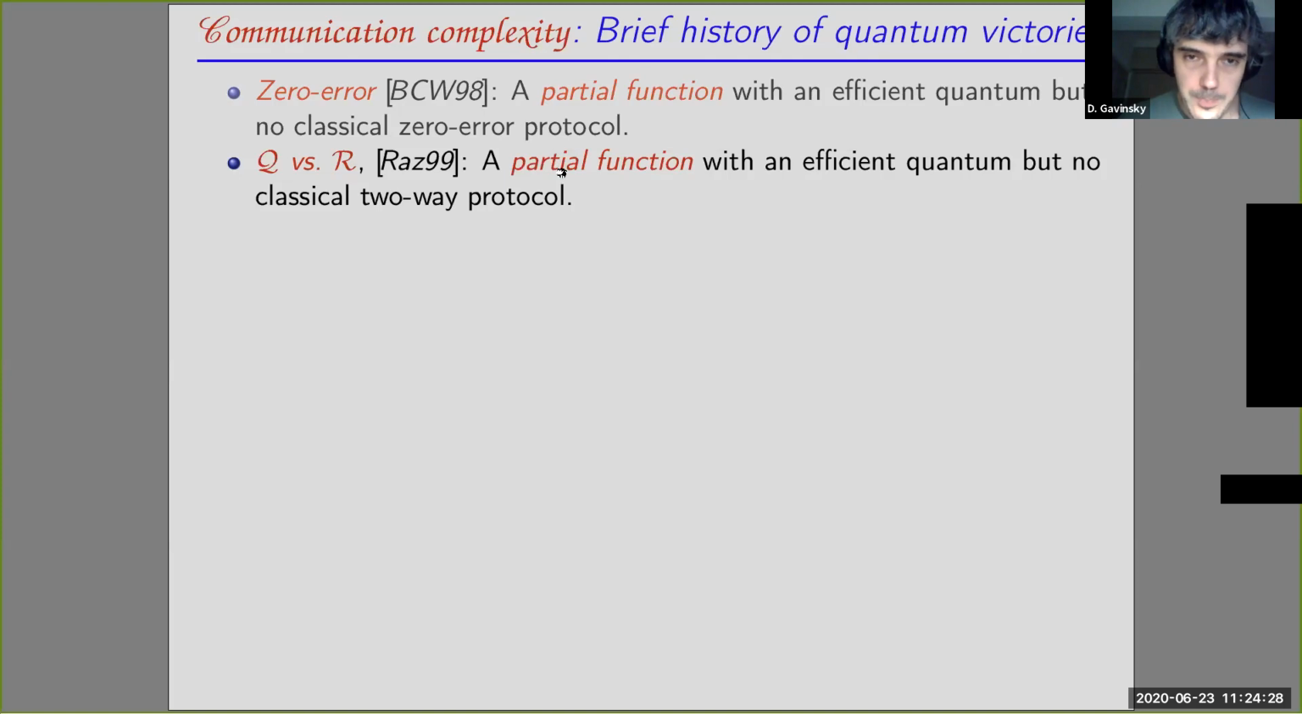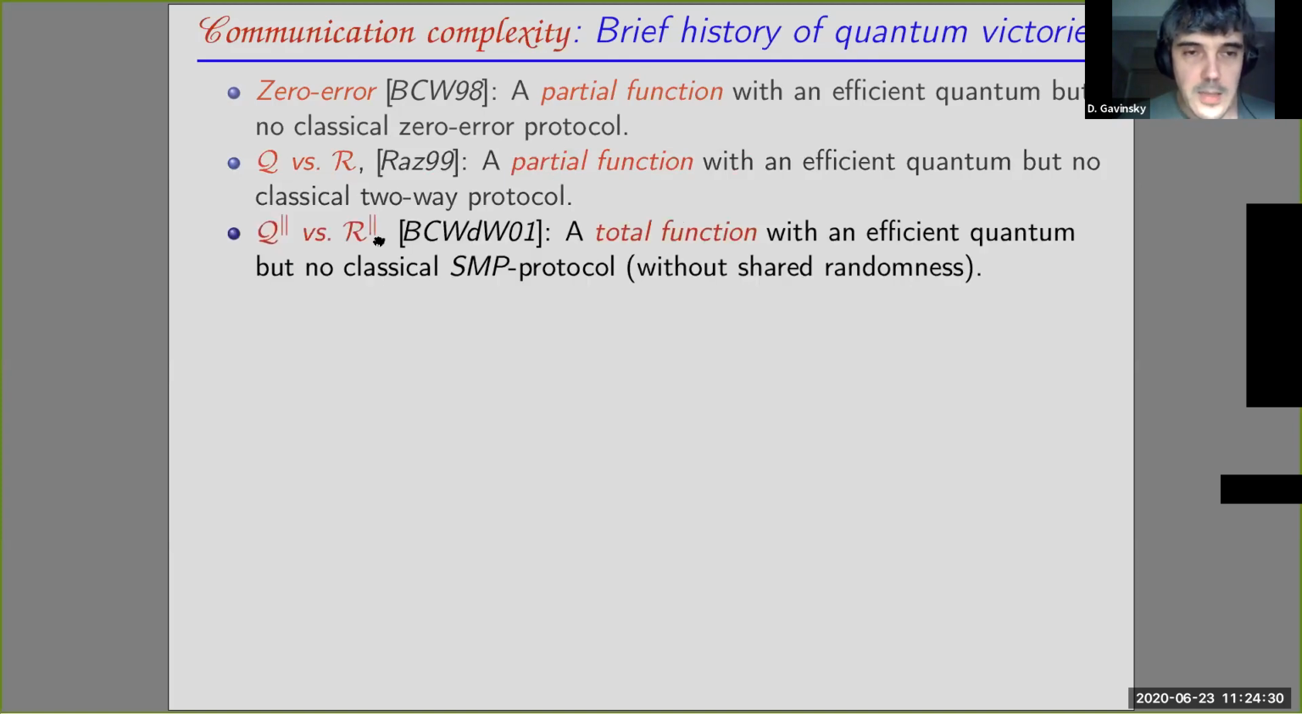It will be important for the rest of the results. The next result in the list is a total function. It was shown in 2001 by Berman, Cliff, Watrous, and de Wolf. And this is in many ways a unique result in this list of separations. Here the object, as I said, is a total function, which is the most restricted type of communication complexity problem. And they demonstrated separation between quantum SMP and classical SMP without shared randomness.